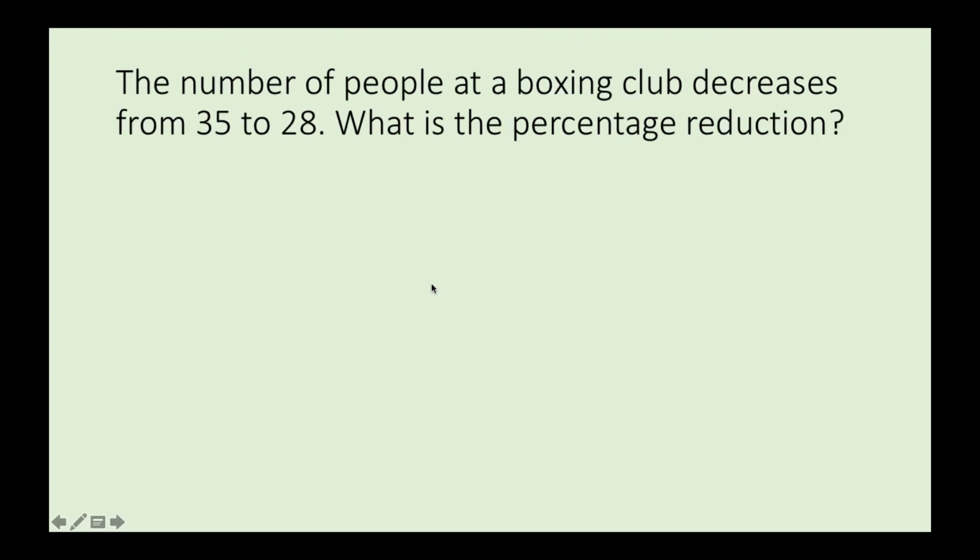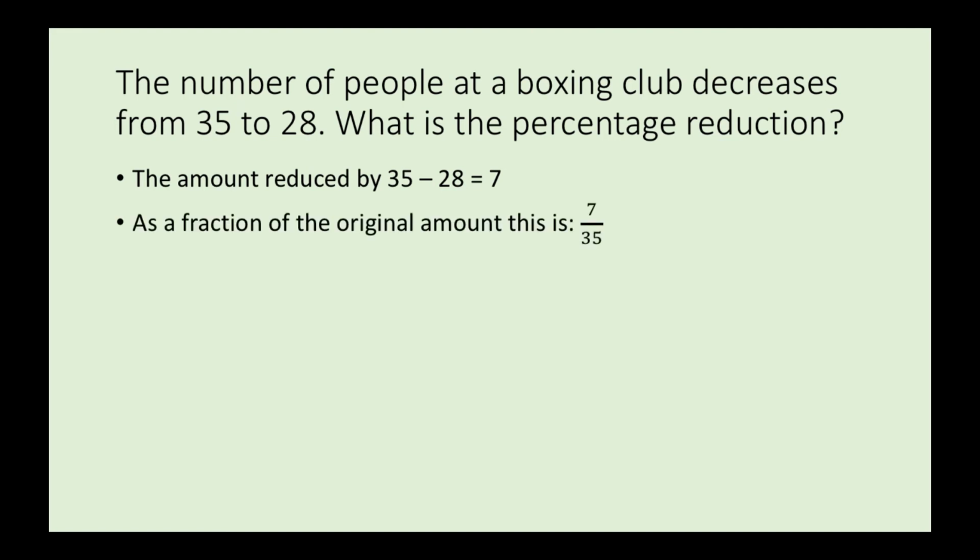Right, another one like that then. This is a reduction question, percentage decrease. The number of people at a boxing club decreases from 35 to 28. What is the percentage reduction? Well, first of all, 35 take away 28 is 7. So 7 people left. So that's how many have gone. And the original amount is 35.